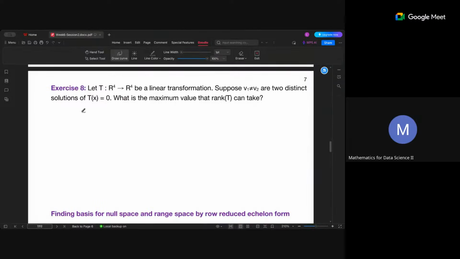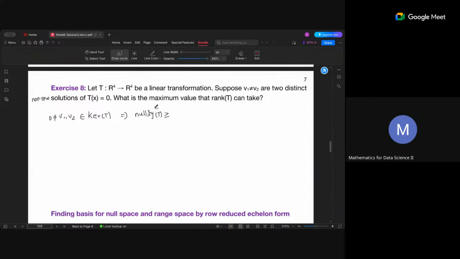Okay. First of all, tell me about the kernel. V1 and V2 are two distinct, I should add non-zero solutions, non-zero solutions of Tx equal to 0. So you know that V1, V2 belong to the kernel of T and they are non-zero, right? So what should the nullity be? The nullity should be at least 1.